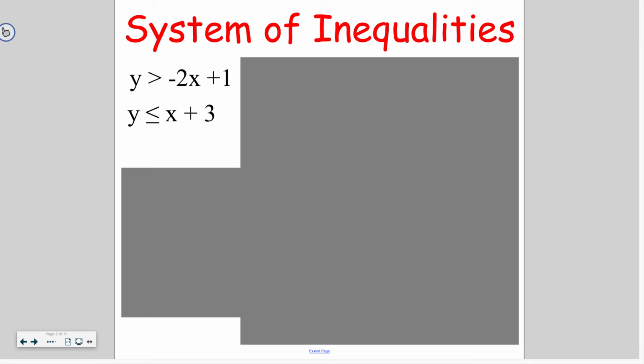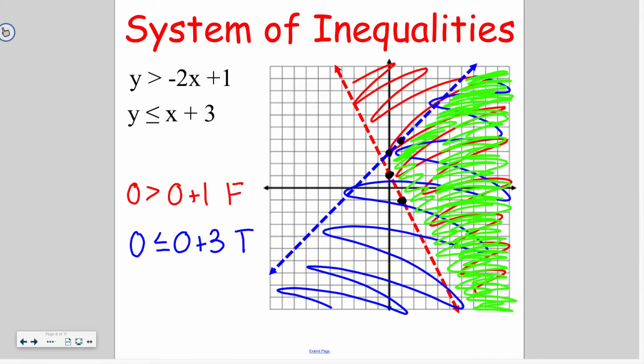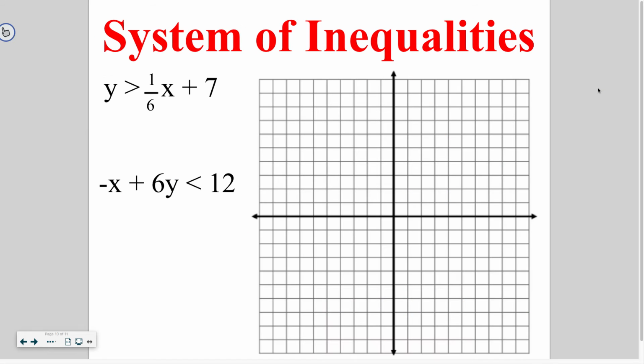Go ahead and try this one on your own. So we didn't need to do any rearranging here. This first one is the red line starting at 1, going down 2 and over 1. That gave us a false statement, so we are shading on the right side away from 0. The blue line starting at 3, going up 1 and over 1. That gives us a true statement when we plug in 0, so we are shading on the right side with 0, and that green area is again the overlap. If you have questions about that, please let me know when you get to class.